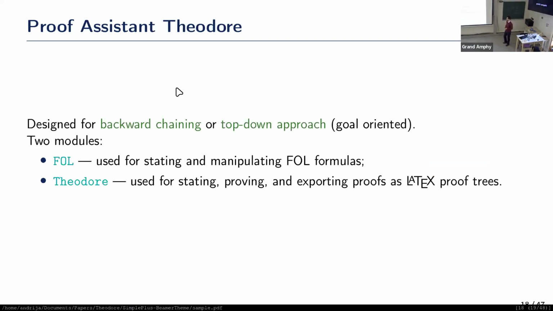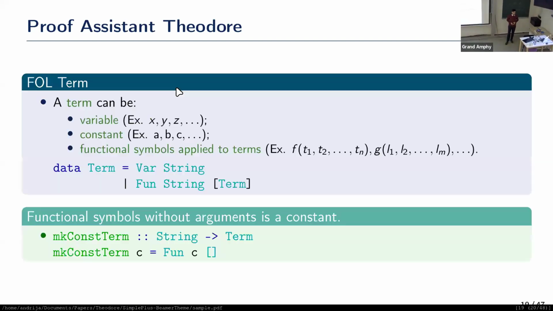Okay, so the proof system Theodore is goal oriented, meaning that we have a goal which applying rules changes, and when we get the empty goal, we know that we finished the proof. And Theodore is split in two modules: one for first order logic and the other for stating, formalizing, and exporting proofs, LaTeX proof trees.